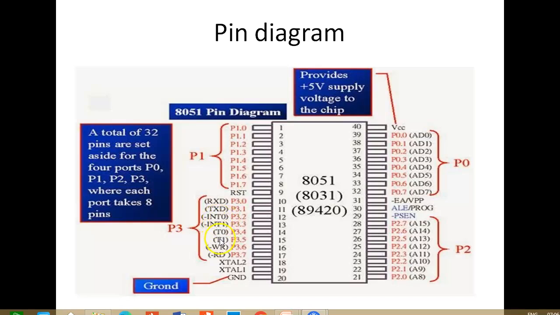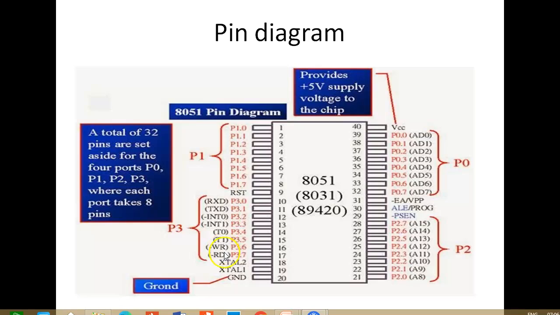There are five interrupts: INT 0, INT 1, timer 0 and timer 1 interrupts. There are two timers, timer 0 and timer 1, both 16-bit timers. These timers are used to generate delays as well as for counting. In the next lecture we'll discuss the timers in detail and the TMOD register.